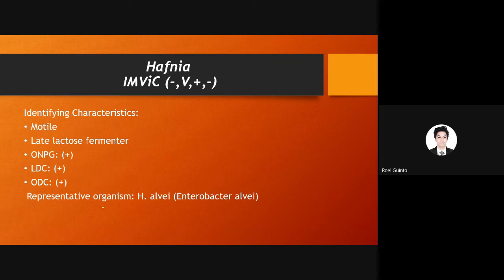So next, we have Hafnia. So the empiric reaction for Hafnia is negative, variable, positive, negative. Pag sinabi natin variable, it can be positive or negative result. So the identifying characteristics of Hafnia is motile, late lactose fermenters, ONPG positive, LDC positive, ODC positive, and the only organism that represents Hafnia is Hafnia alvei. Kasi guys, ang tawag kasi kay Hafnia noon is Enterobacter alvei.